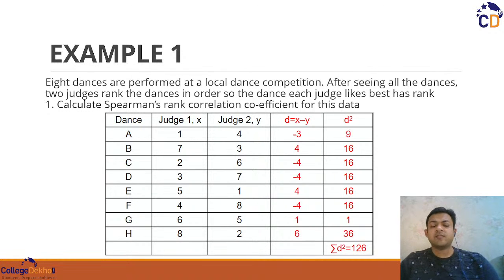Similarly, Judge 2 ranks candidate A as rank 4, candidate B as rank 3, and so on and so forth. Now you can see there is some disparity between the judges. So we are trying to find out whether both the judges are making a similar kind of statement, yes or no.